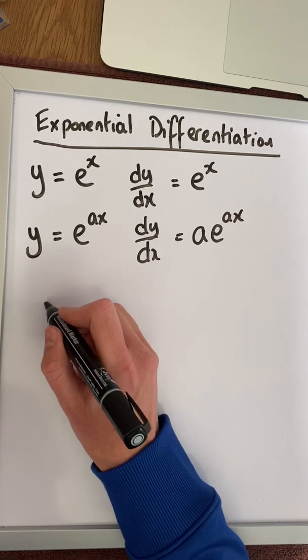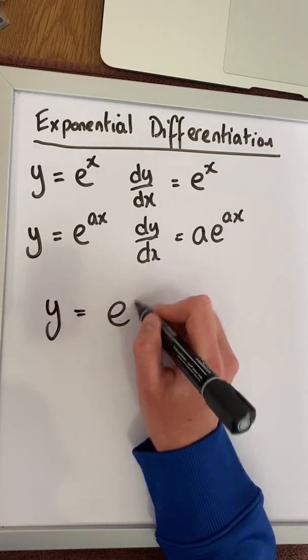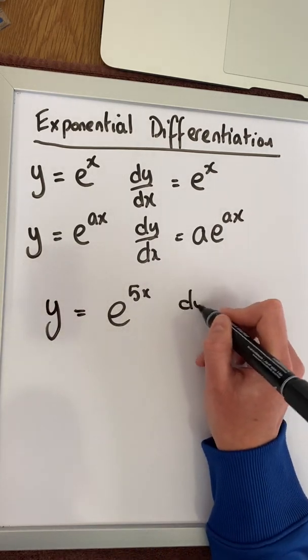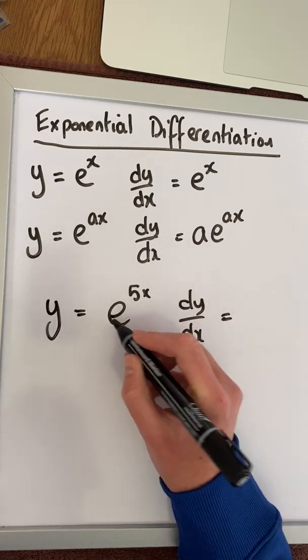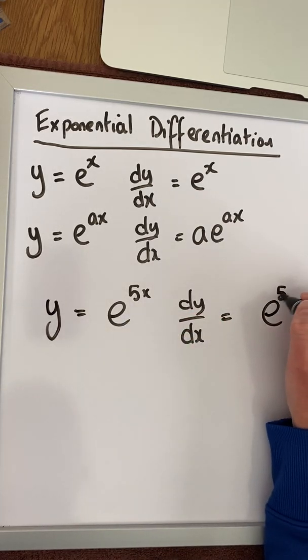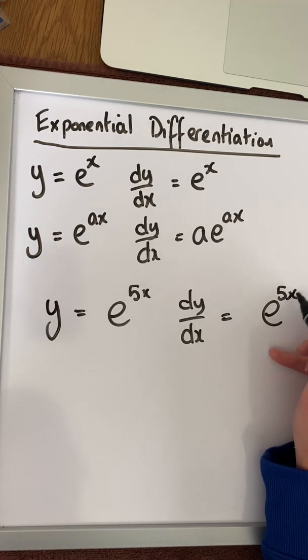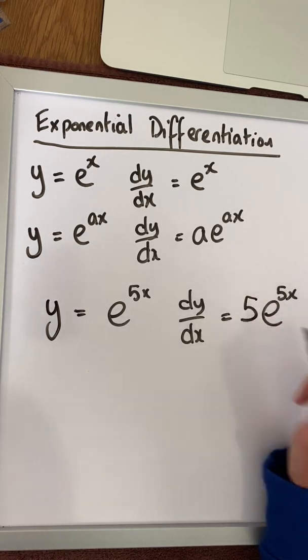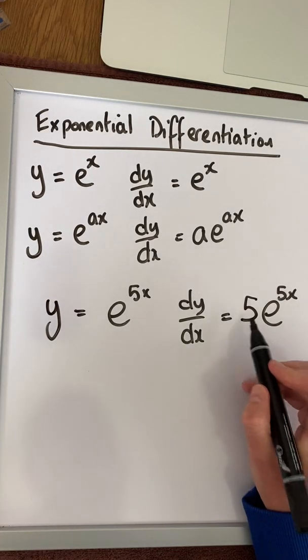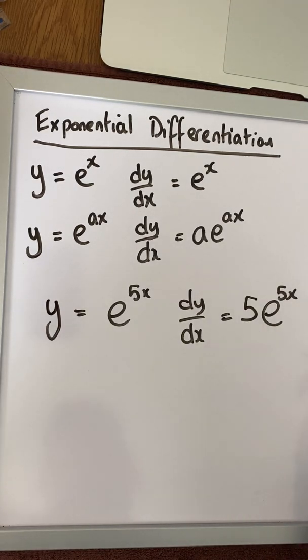If we have, for example, y is equal to e to the power of 5x, that means we're looking at dy dx. Remember, the exponential function does not change. We're looking at still e to the power of 5x, but we must multiply by the derivative of the power, which is our 5. So our answer there would be 5e to the power of 5x.